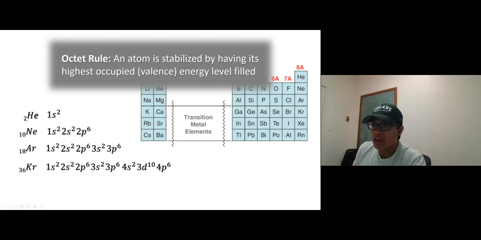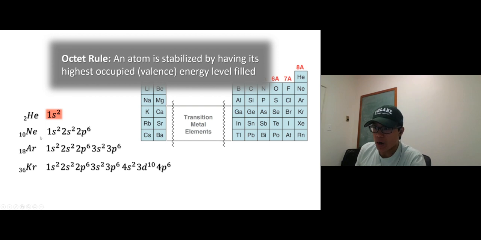Okay, the valence shell of helium is just 1s, right? To fill this 1s up, it's just 2 electrons. So right there, that's why helium is super stable. We call it an inert gas. Right? It doesn't react with anything.